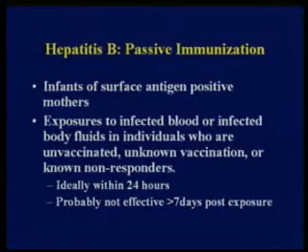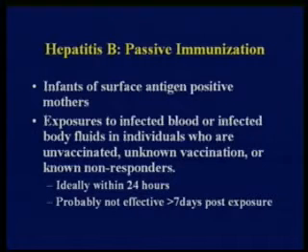Passive immunization: infants of surface antigen positive mothers definitely should get immunoglobulin. That's considered an emergency. It has to be handled acutely. That's very important. Exposures to infected blood or infected body fluids in individuals who are unvaccinated, unknown vaccination, or known non-responders. Notice the 3 groups. You want to give immunoglobulin to people who are unvaccinated, unknown vaccination, or known non-responders.